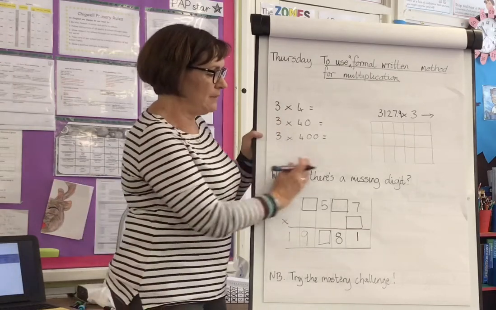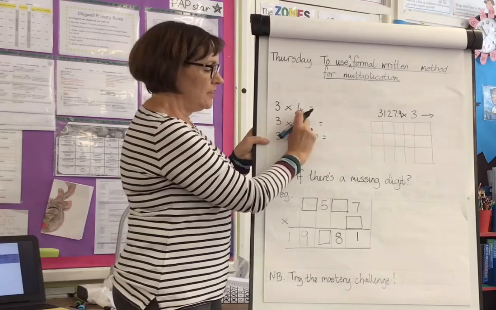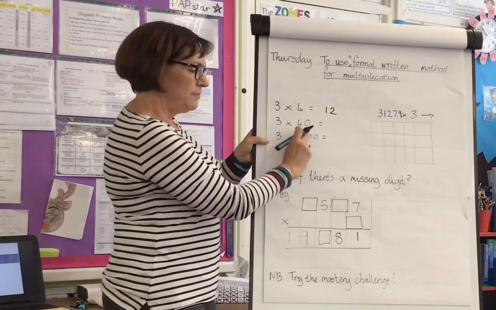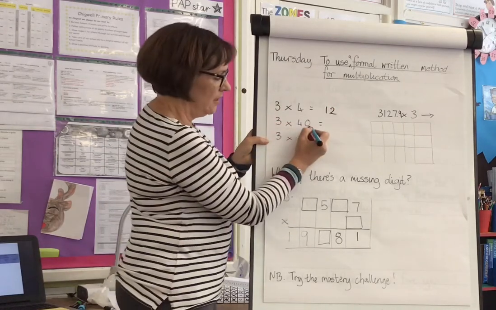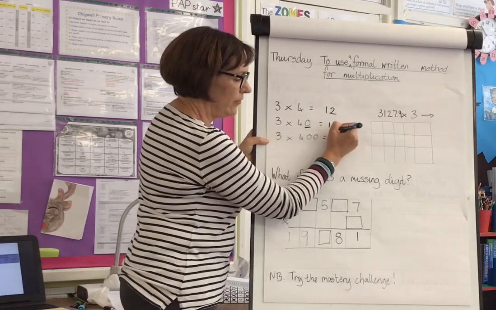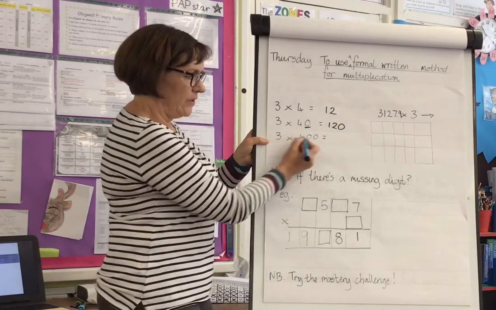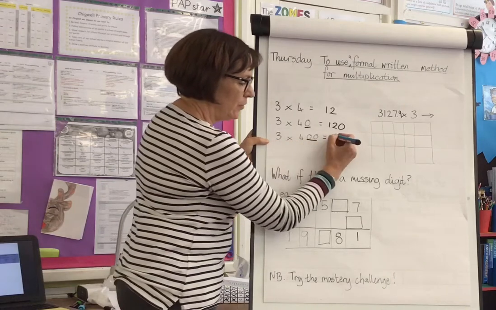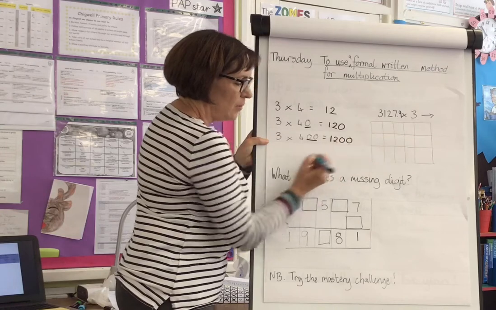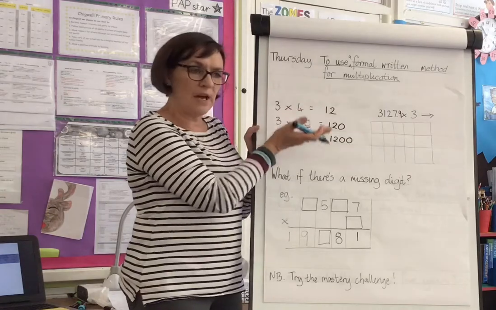One of the things that you might be asked to do today is take a straightforward sum like 3 times 4, the answer is 12. 3 times 40, there's a quick way of doing this, which is just to look at the number of zeros. So you say 3 times 4 is 12, and add the same number of zeros on, 120. And if you can spot the pattern, 3 times 4 is 12, add the same number of zeros on, you get 1,200.